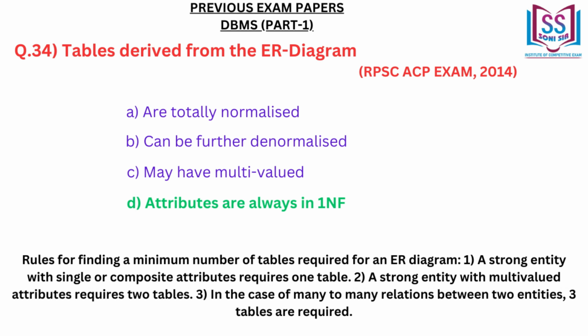Rules for finding a minimum number of tables required for an ER diagram. 1. A strong entity with single or composite attributes requires one table. 2. A strong entity with multivalued attributes requires two tables. 3. In the case of many-to-many relations between two entities, 3 tables are required.